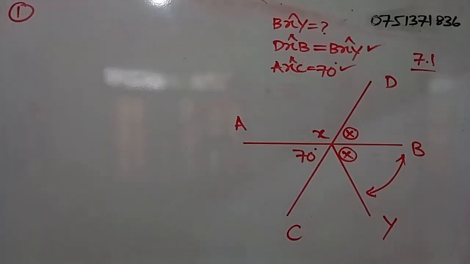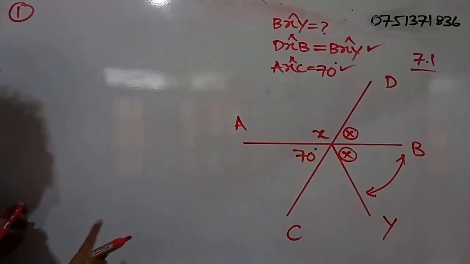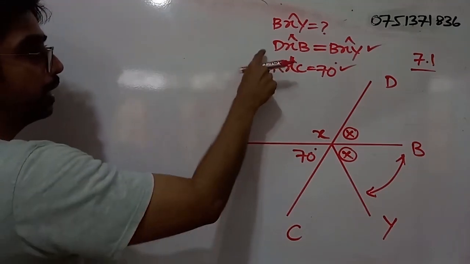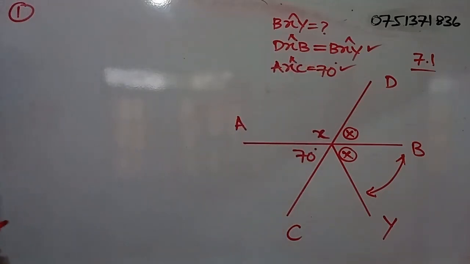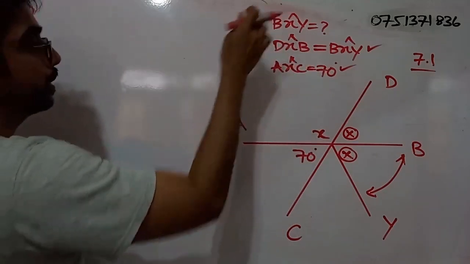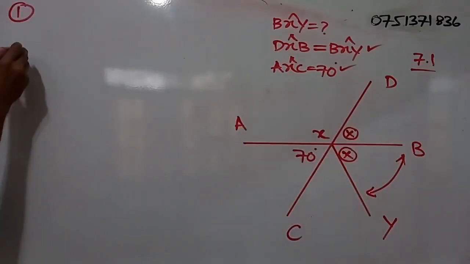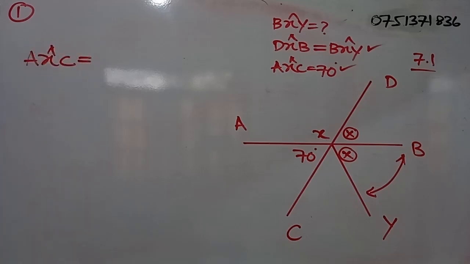If AXC is 70 degrees. AXC that is 70 degrees. මේ දෙක අපිට දීලා තියෙනවා. Right? DXB is equal to BXY. AXC is equal to 70 degrees. So what are they asking? They are asking the magnitude of BXY. So by observing the diagram, we can easily say AXC that is equal to what?